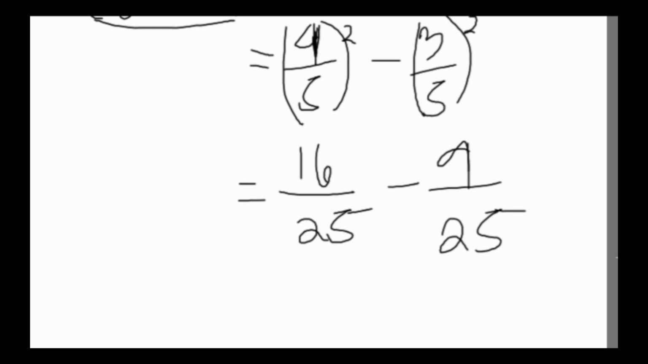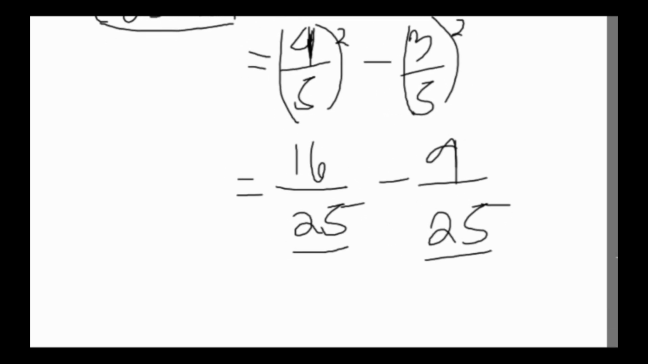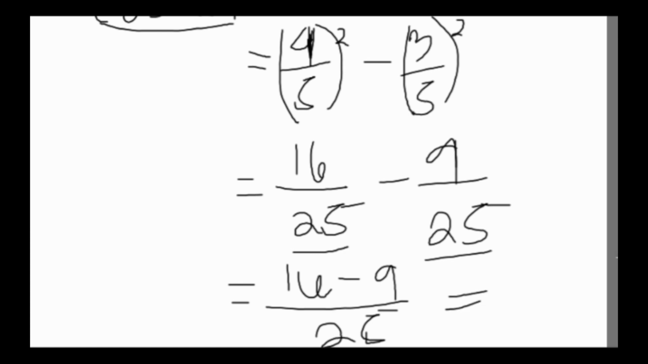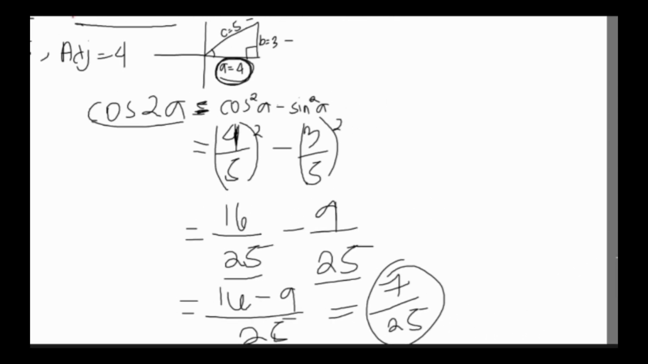These two fractions have the same denominator, so there's no need to find the least common denominator. So we have 16 minus 9 all over 25, which is equal to 7 over 25. So this is the answer for the cosine of 2a.